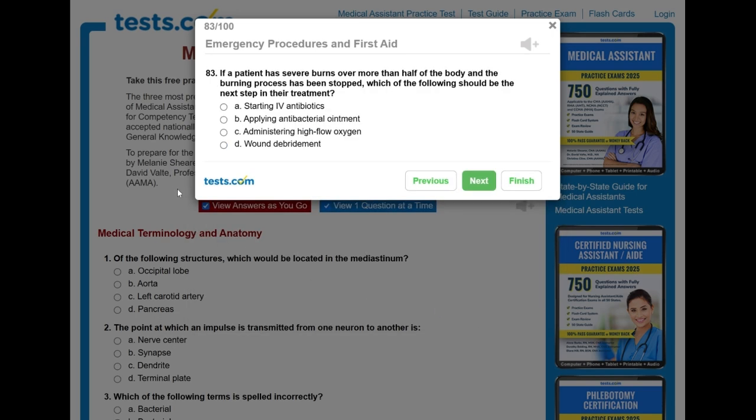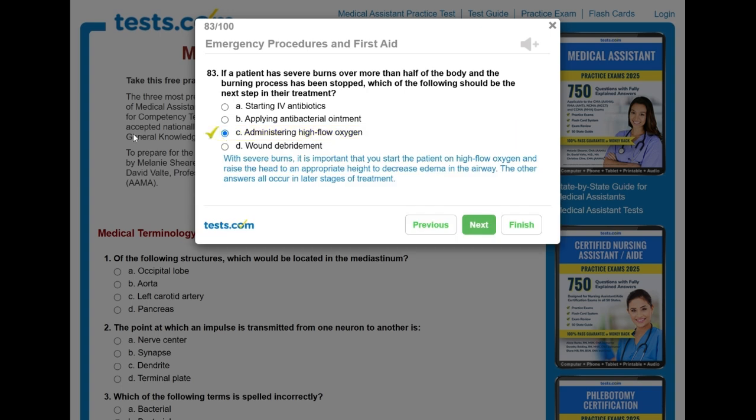Question 83. If a patient has severe burns over more than half of the body, and the burning process has been stopped, which of the following should be the next step in their treatment? A. Starting IV antibiotics. B. Applying antibacterial ointment. C. Administering high-flow oxygen. D. Wound debridement. C. Administering high-flow oxygen. With severe burns, it is important that you start the patient on high-flow oxygen and raise the head to an appropriate height to decrease edema in the airway. The other answers all occur in later stages of treatment.